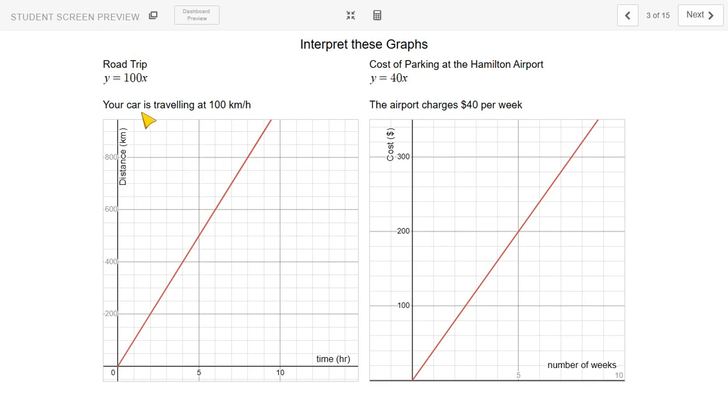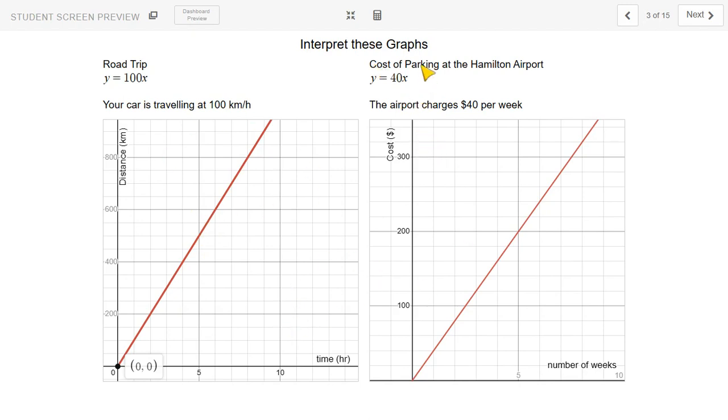Let's look at the road trip. Your car is traveling at 100 kilometers an hour. So each hour, we are going to increase 100 kilometers. Of course, if you've driven 0 hours, you have traveled 0 kilometers. At 1 hour, you have traveled 100. At 2 hours, you've traveled 200 kilometers. 3 hours, 300. 4, 400. 5 hours, 500, and so on.